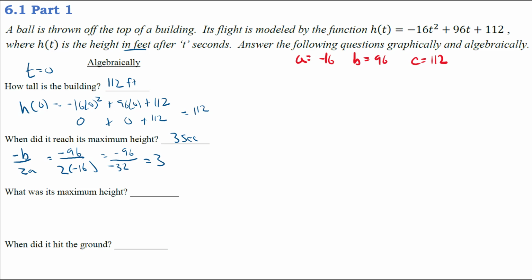Okay. And so what is maximum height? Well, if we know it takes 3 seconds, then we're going to take our t equal to 3, so h of 3, and we're going to put that in our equation. So negative 16 times 3 squared plus 96 times 3 plus 112. And with that, we should get 256. So we're looking at 256 feet.